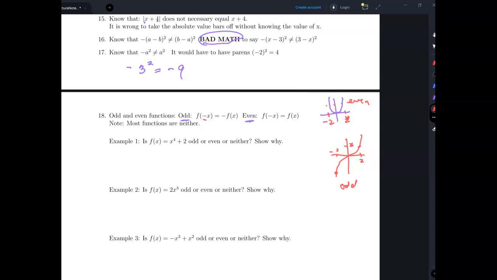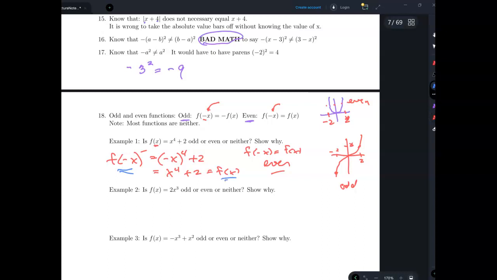What we're going to always do is substitute in a -x. So if I substitute in a -x here, I would put -x all to the 4th plus 2. You know a negative to the 4th power is itself. Okay, so that's f of x, right? So what we just showed is that f of -x equals f of x. That means it's even, right? I just showed this equals this. Okay, so some functions are even, some functions are odd. Most functions are neither even nor odd.